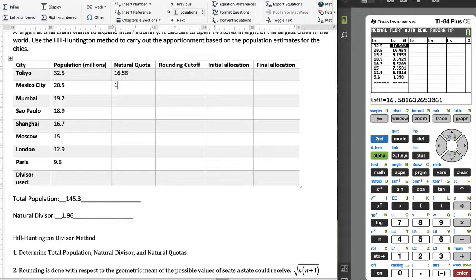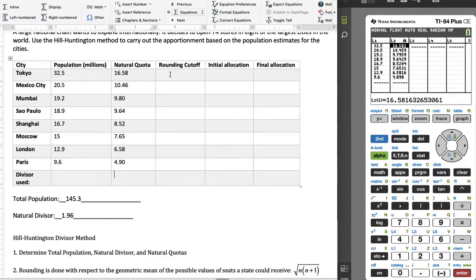16.58, 10.46, 9.80, 9.64, 8.52. I am rounding each of those over on the right side in the calculator to the nearest hundredth. Those are our natural quotas set up.